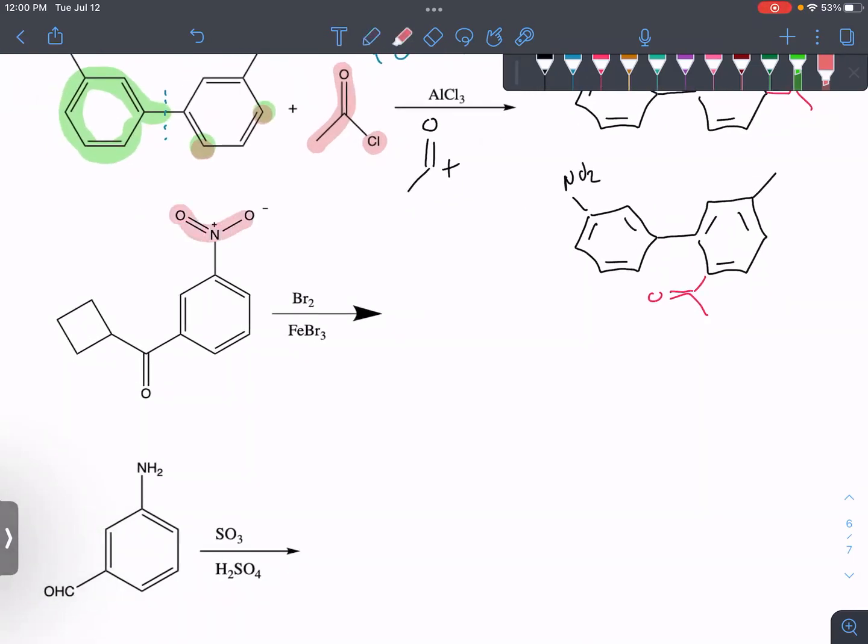So the directing effects for this, these are both meta directors. So they're both deactivators, both EWGs, they're both direct meta. So the NO2 is directing here, not really this one because there's already stuff there. So this carbonyl is also a meta director, so it's also directing there. And it's not gonna direct to this carbon because there's already stuff there. So both of the metas are pointing towards the same carbon. So we only have one option here.